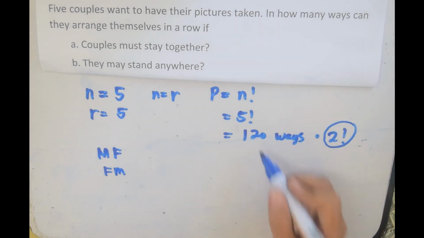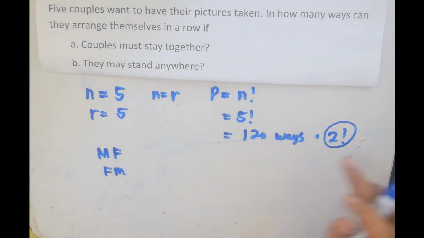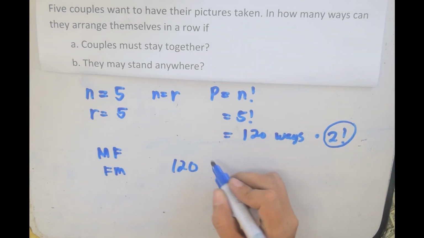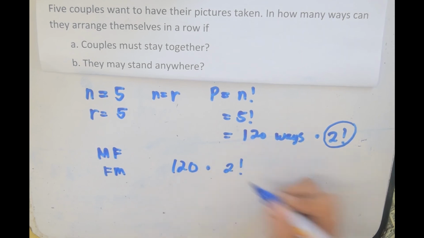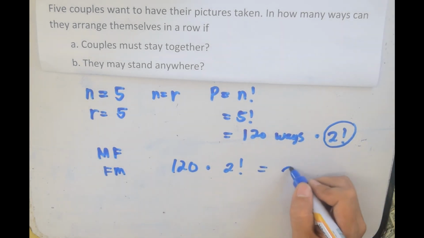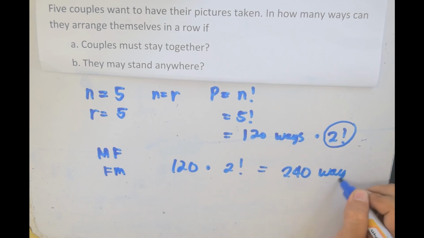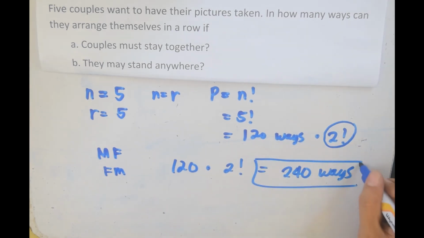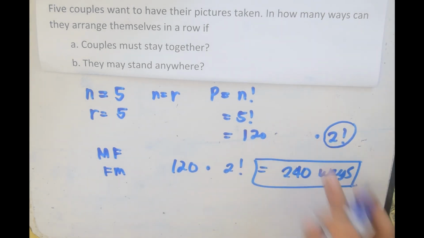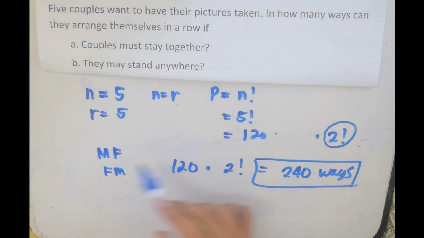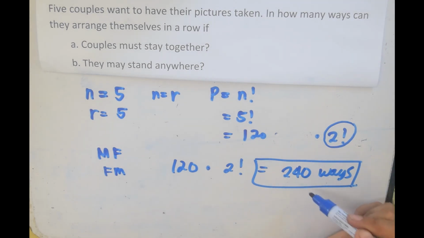So the 120 ways, you multiply that one by 2 factorial. So that is equal to 240 ways. So the answer is 240 ways. Okay? Not 120, but 240. Because 120 is just the first one, the male and the female, and we have also the female and the male. So that's why you multiply it by 2 factorial ways. That's 240 ways. Okay?